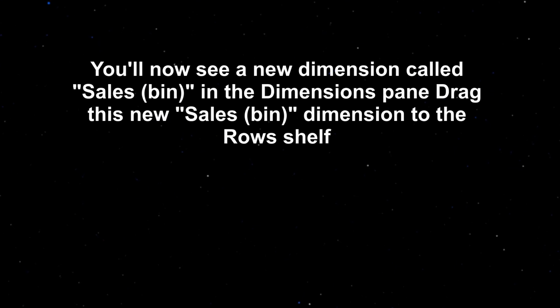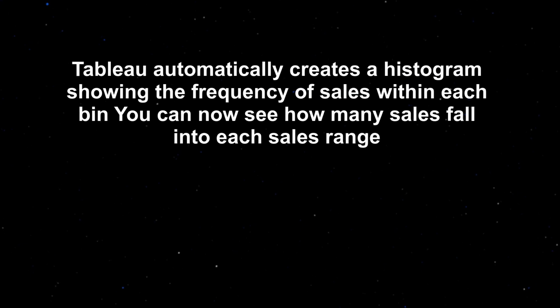You'll now see a new dimension called Sales (bin) in the Dimensions pane. Drag this new Sales bin dimension to the Rows shelf. Tableau automatically creates a histogram showing the frequency of sales within each bin. You can now see how many sales fall into each sales range.